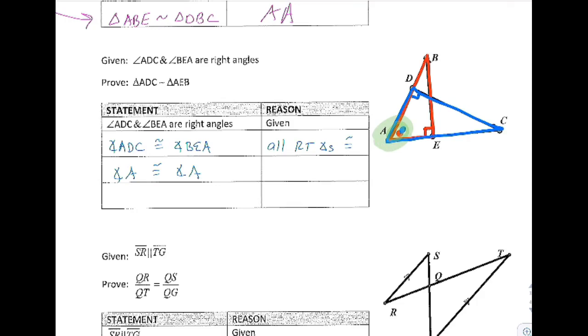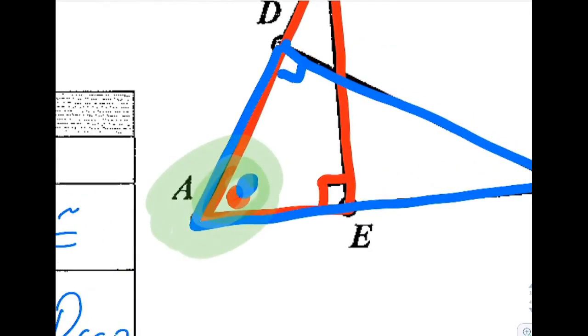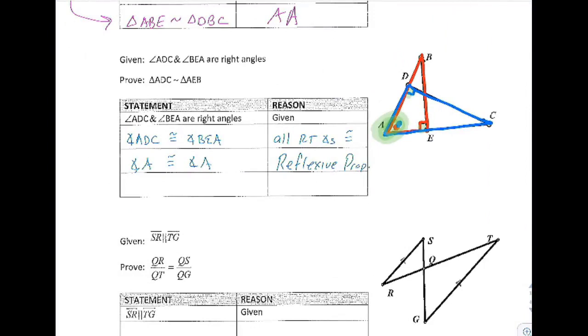And when an angle is on top of itself or a side is on top of itself, remember we call that the reflexive property. So we are ready to go. We have our angle and our other set of angles. So I can now say that triangle ADC is similar to triangle AEB, again because of the angle-angle theorem.